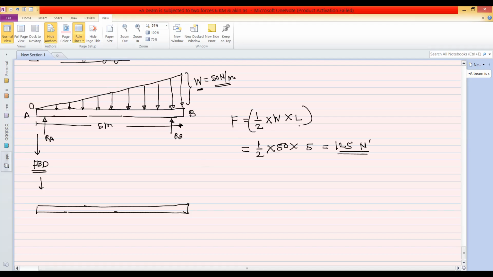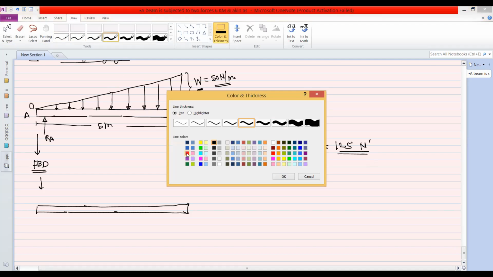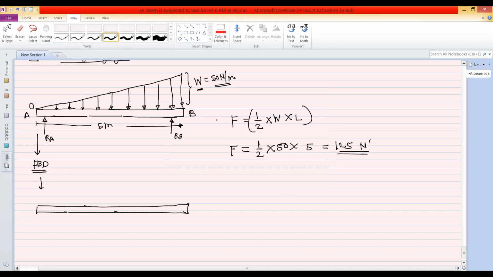W is Newton per meter and this is the meter, so the remaining unit is 125 Newton. So this is the point load. Now, application of this point load: it will act at this point, and the distance with respect to this 90° is equal to L by 3. And with respect to the other point, it is 2 L by 3.